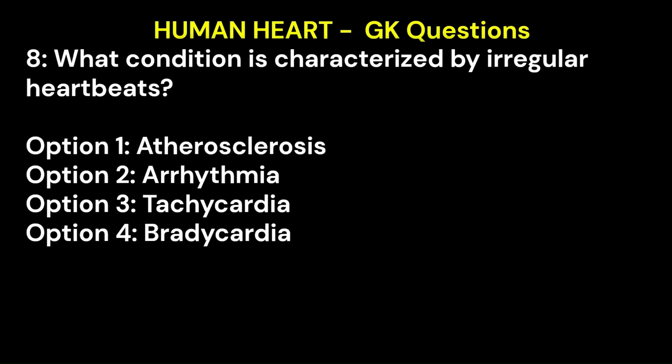Question number 8. What condition is characterized by irregular heartbeats? The options are Option 1, atherosclerosis; Option 2, arrhythmia; Option 3, tachycardia; Option 4, bradycardia. The correct answer is arrhythmia.